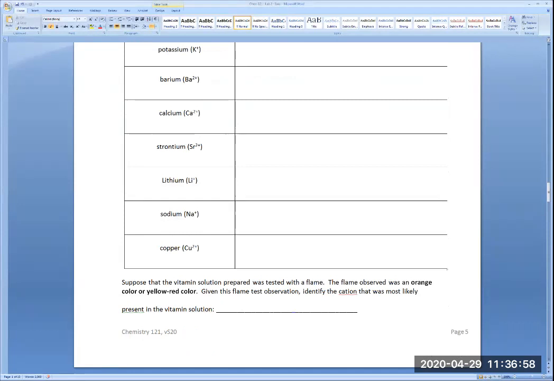The flame would be an orange color or a yellow-red color. Given that information, you want to find the ion that matches that color in the table above. Given that flame test observation, you can identify only one ion. It should be identifiable this way. So write down the ion that has this flame color.